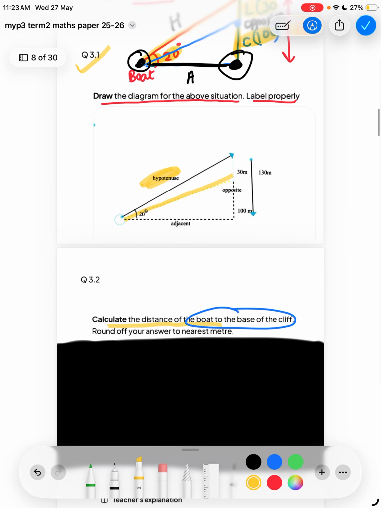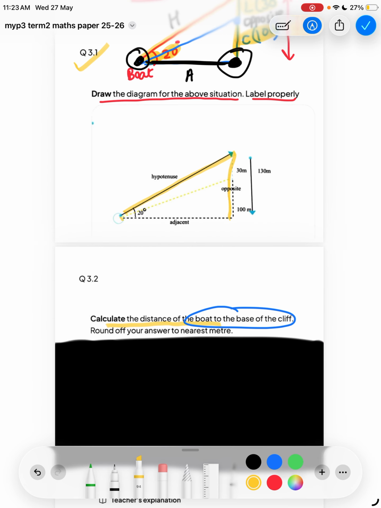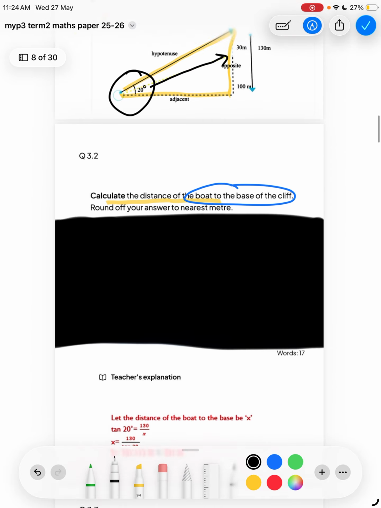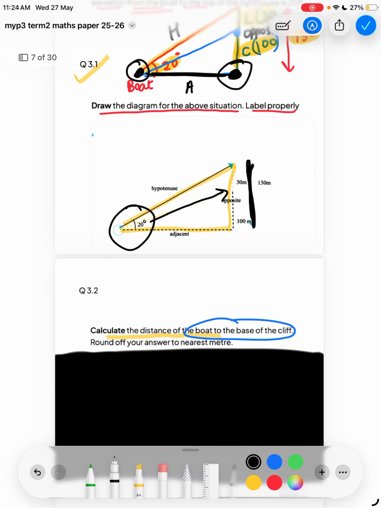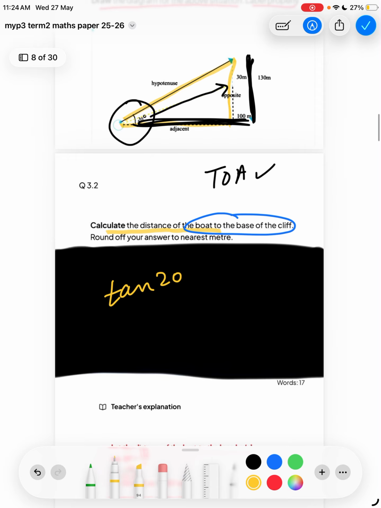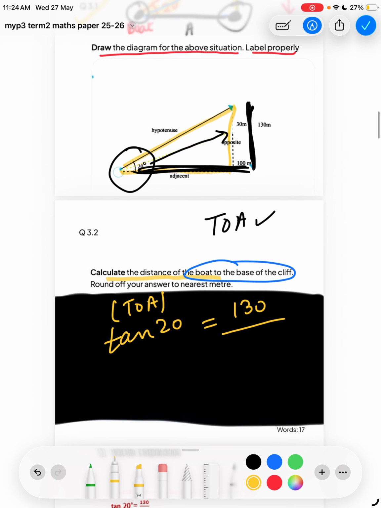What you need to do is you need to see this particular triangle, the big one. Okay, and this is 20, right? And opposite is how much in total? Opposite is 130. And adjacent you need to calculate. So which Trigo formula can we use? We can use tan, opposite and adjacent. So tan 20 is equal to, this is TOA. So opposite is how much? 130. Adjacent is not given, right?